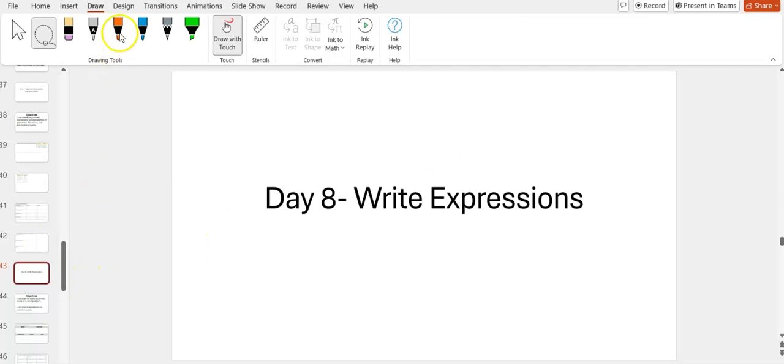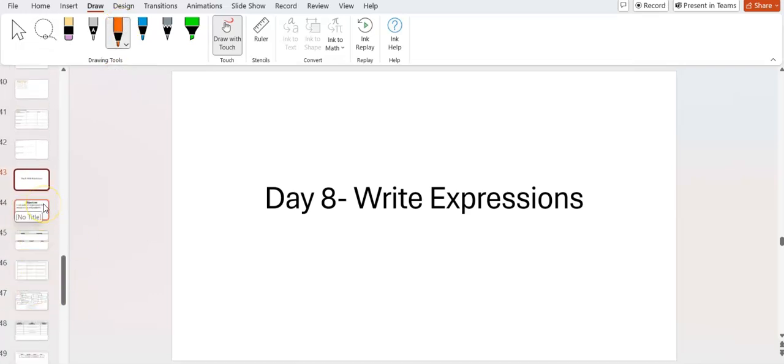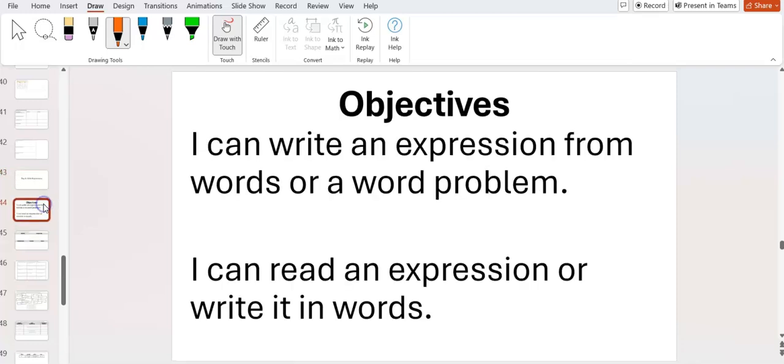You basically know how to write expressions, but we're going to go ahead and practice and kind of recall words that mean different operations and how we can translate English into math and expressions in algebra. So in this lesson, we're going to learn how to write an expression from words or a word problem, and we're going to read an expression or write it in words.